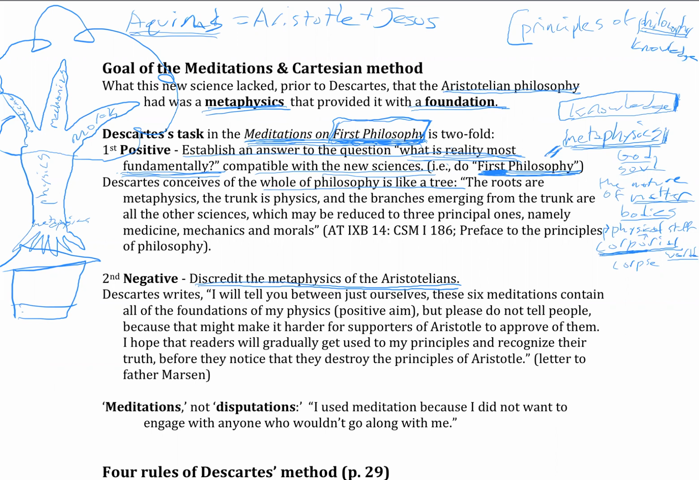And what we just saw is that philosophy is knowledge. So metaphysics is going to contain the principles of philosophy. And so it's no surprise that Meditations on First Philosophy covers the same ground as the Principles of Philosophy. Why? Well, first philosophy is going to include principles of knowledge. What's a principle?